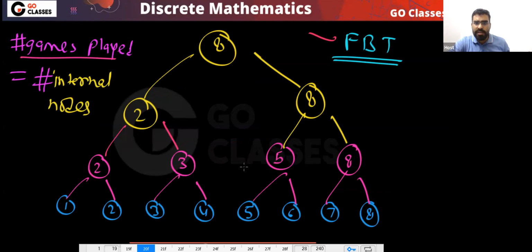Now here, how many internal nodes do you have? An internal node means a node with at least one child. So how many internal nodes do we have? 1, 2, 3, 4, 5, 6, 7. So the number of internal nodes is actually 7. Total 7 internal nodes. Okay, so finally I can say 7 games are played. Total we are playing 7 games.